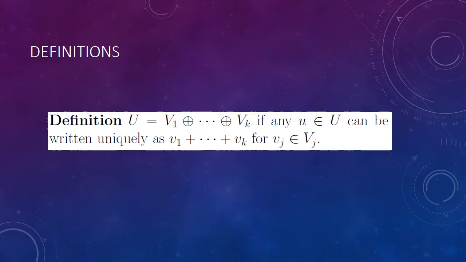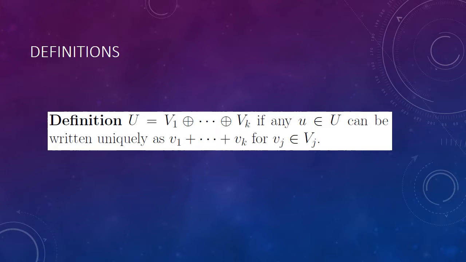The next thing you might ask is, well, can we do a direct sum of more than two subspaces? And it is, in fact, possible to do. The definition is that U is the direct sum of V1 through Vk if, no matter what element of U you pick, it can be written uniquely as a sum of vectors where you get one from each of the different pieces in the sum.